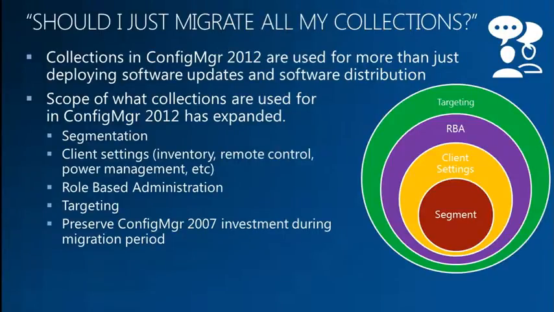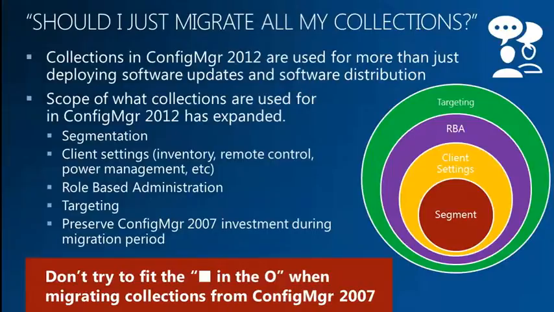So when you think about collections in 2007, it's just about preserving what you did as you migrate across, your investment. In 2012, you stand it up, and you don't need to recreate all this different stuff when you migrate over. You can still continue to leverage what you did in 2007. But what I'm saying is, don't try to fit the circle in the square hole when you're migrating your collections across and still think that you can use them in the same way.